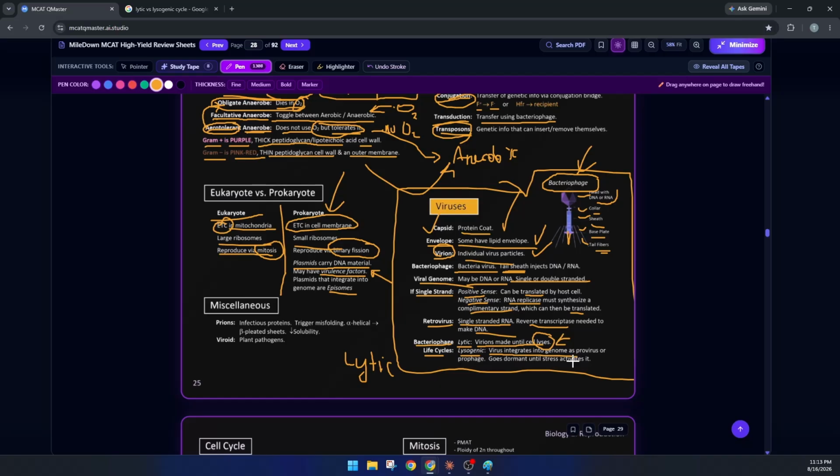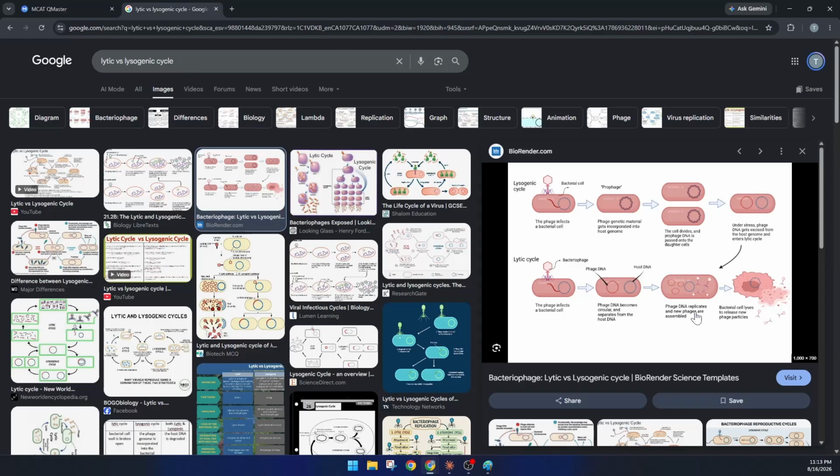So your virus integrates into the genome as a provirus or a prophage. It goes dormant. That's what I was talking about, where it's kind of hiding. No one really knows it's there, so it's dormant until a stress activates it. Until some sort of stress activates it, it may enter the lytic cycle, and then the cell could have the potential to explode or lyse.